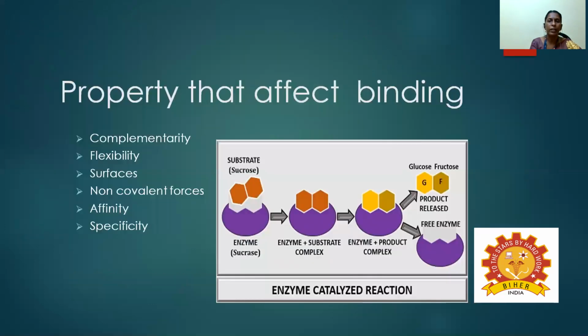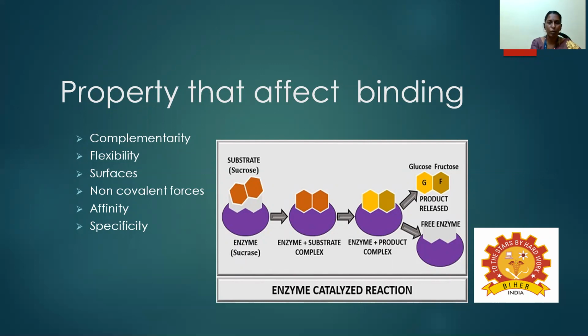Okay, and the next thing is which properties affect the binding. So this is the mechanism of the enzyme catalyzed reaction. The enzyme, shown in violet color, is called sucrase, and the sucrase acts on the substrate, which is called sucrose. The sucrase acts on the sucrose molecule and forms a complex called the enzyme substrate complex. After that, the enzyme substrate complex is converted into the enzyme plus the product.